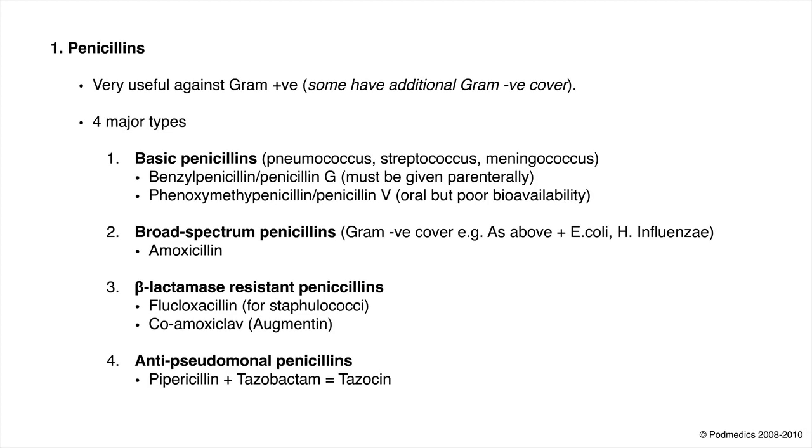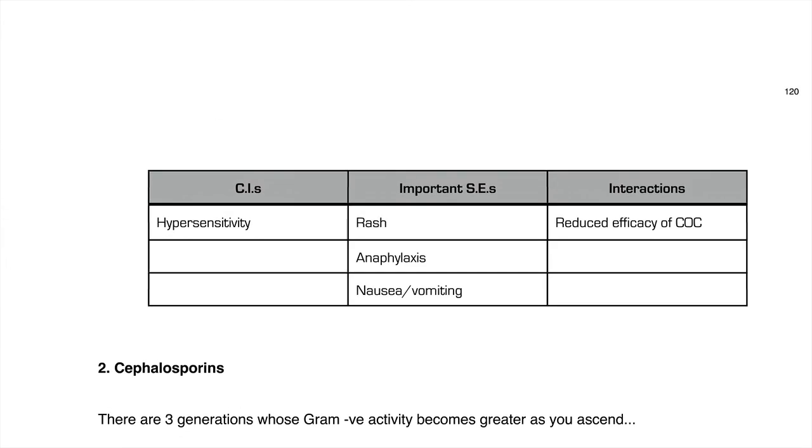Okay, so this is our first interaction with my adverse profile table, which I like to use when I'm learning about all drugs. And as you can see, it's got 3 columns. It's got contraindications, it's got important side effects, and it's got interactions. So let's start with the middle column, because this is the one that you'll most commonly need to know about.